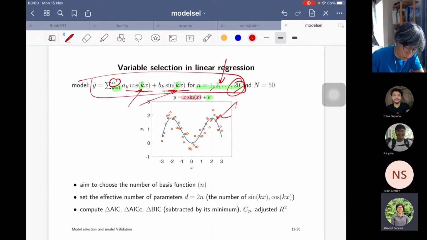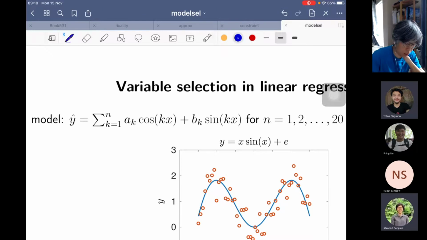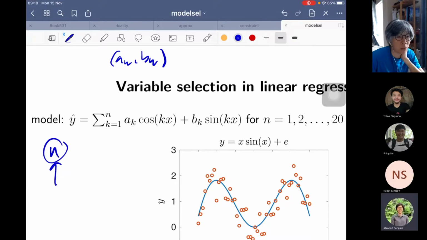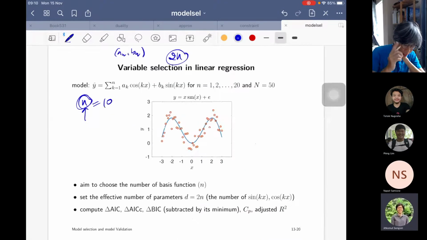In this example, now let's take a look closely. What are the model parameters in this model? Totok: a_k, b_k. Okay, a_k and b_k. If I pick a number n, for example n is 10, how many parameters do I need to fit for this model? 2 times 10, 20 parameters. Yes, so the number of parameters is 2n. So in this example, I choose the effective number of parameters to be d equals 2n.